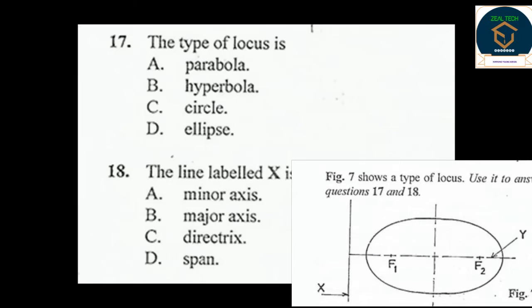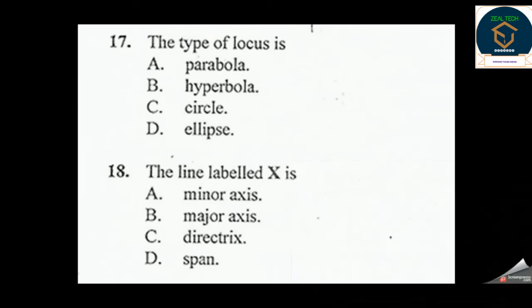Number 18. The line labeled X is what? That line there is called directrix. It's not any other thing that we have in that place. The answer therefore is C.